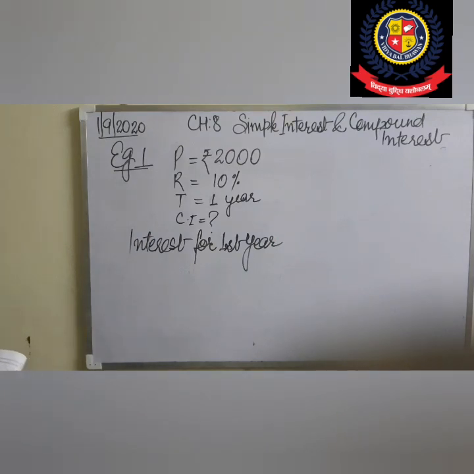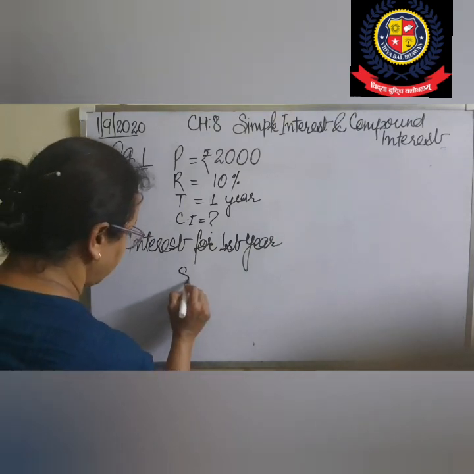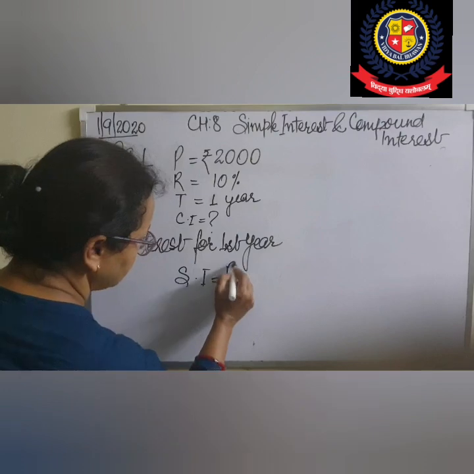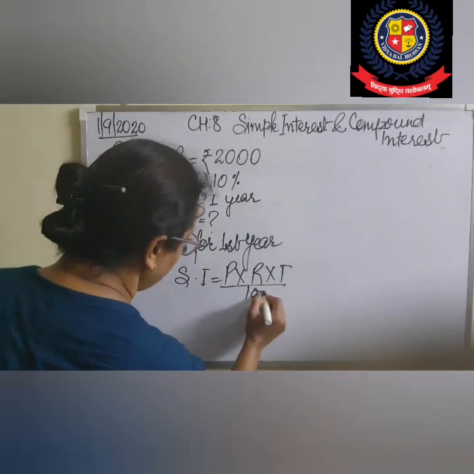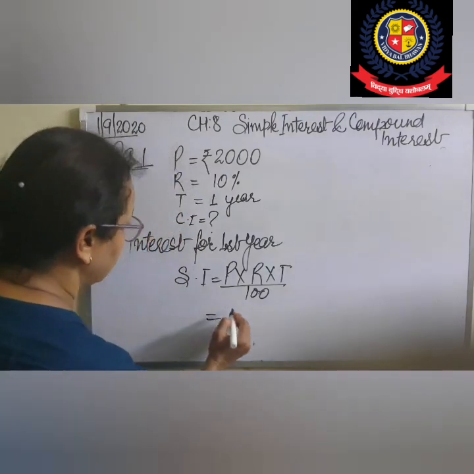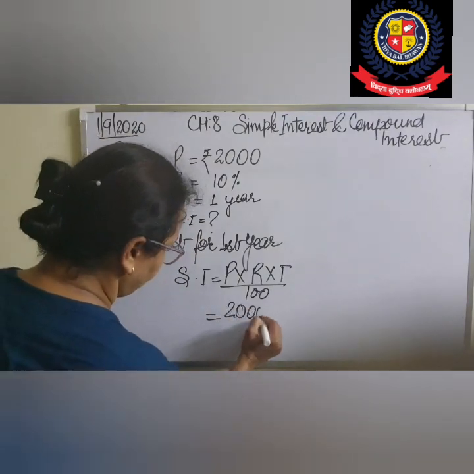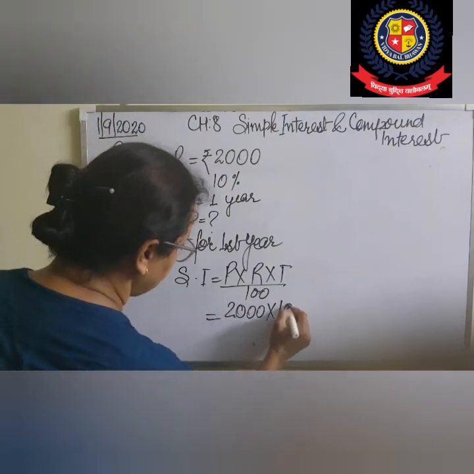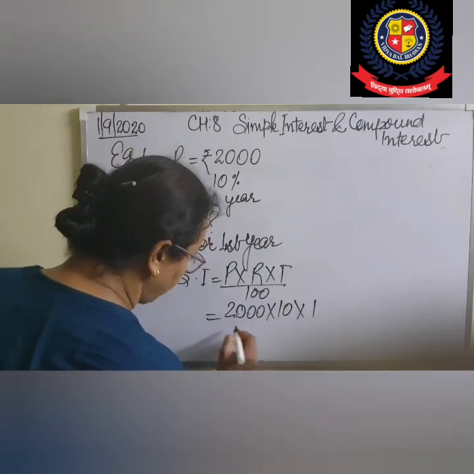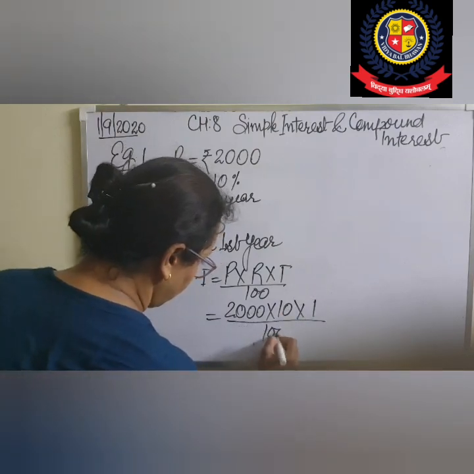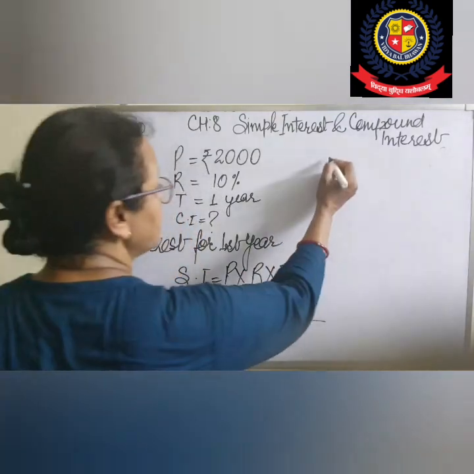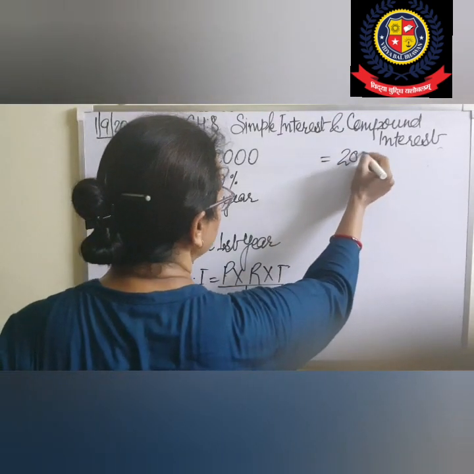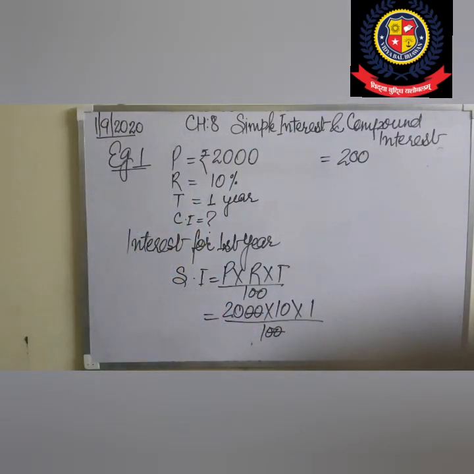So what will we calculate? Simple interest. SI is equal to P into R into T upon 100. Clear? So we will put in the values: P is 2000, R is 10%, for the first year, that's why 1 upon 100. Right? 20 will be cancelled out by 20. 20 into 10 is 200. How much is the simple interest? That will be 200 rupees.